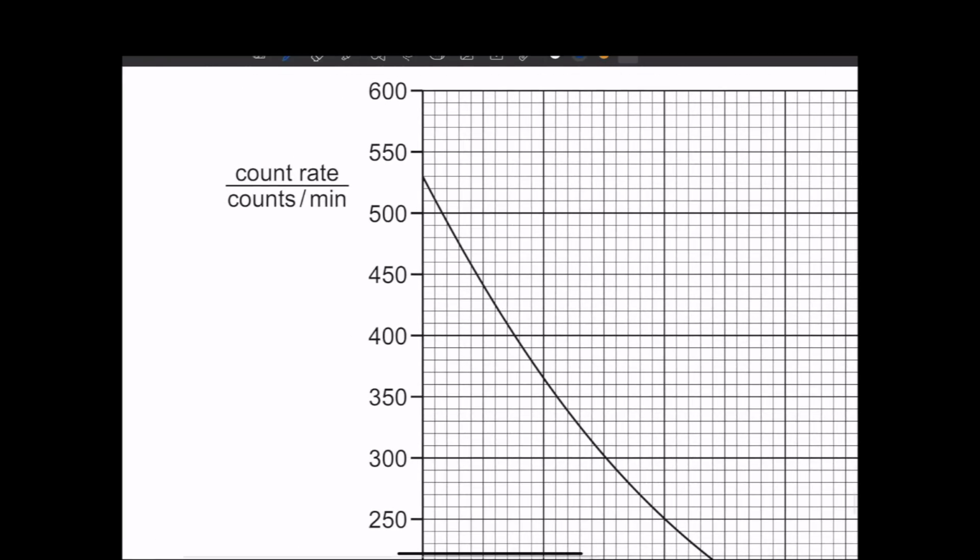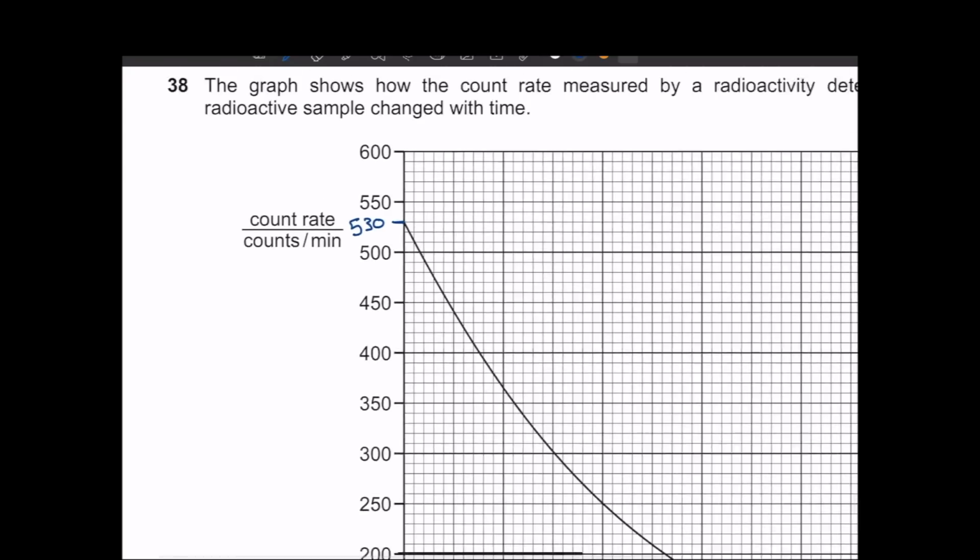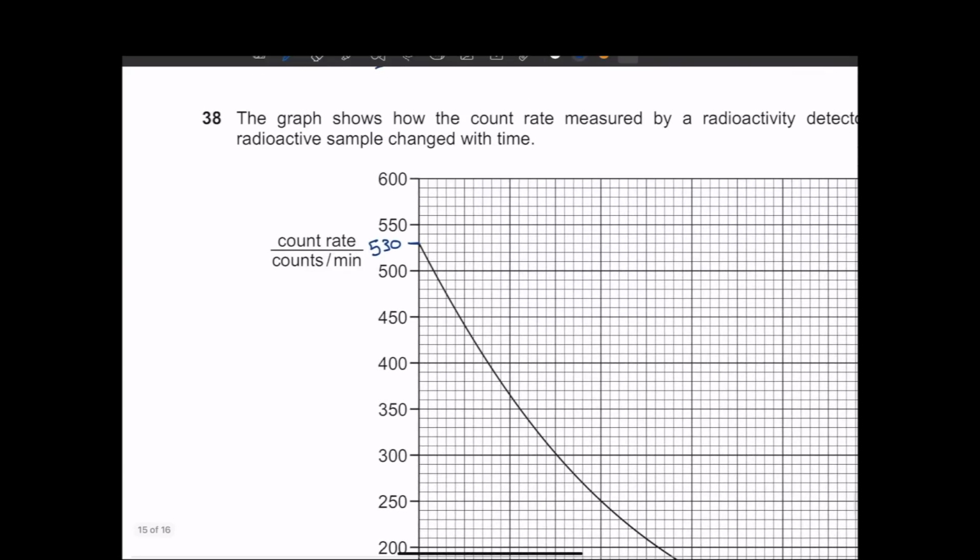The reading here is exactly 1, 2, 3, 4, 5. So the reading here is 530. So 110, 20, 30, 40, 50. Okay, so now the background is exactly 30. So the reading from the sample is 500. This is without the background. Then when I divide by 2, it gives you 250. So the reading after one half-life becomes 250 plus the background back again, which is 280. So the reading after one half-life becomes 280.